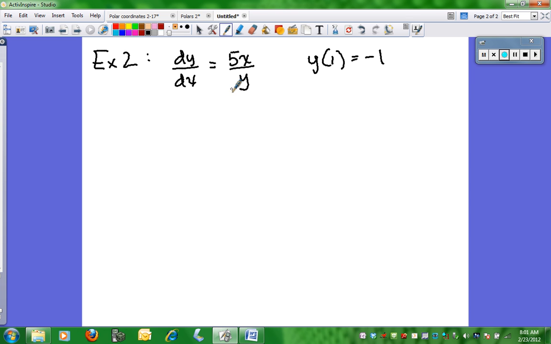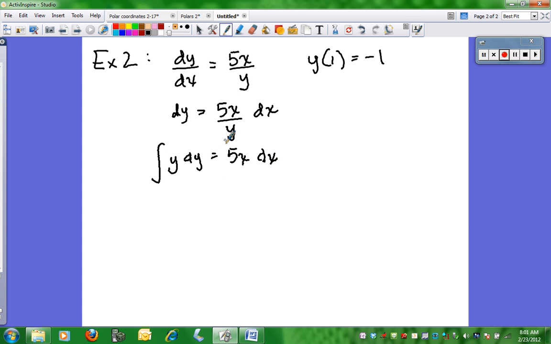Our process is the same, our procedure is the same. We separate the variables, we get dx over here, but now we have to get y on this side as well. So I'm going to multiply both sides by dx first, to get 5x over y dx. Now I'm going to multiply both sides by y to get y dy equal 5x dx. That's why it's called a separable differential equation, because we can separate the variables. We have y's and dy's on one side, x's and dx's on the other.